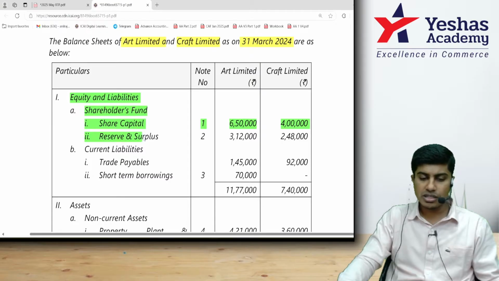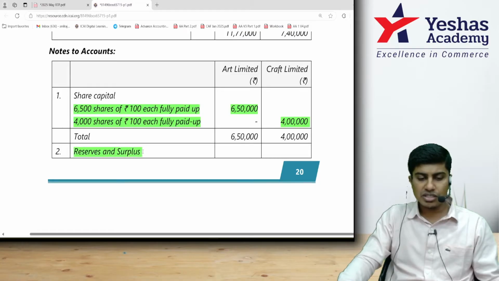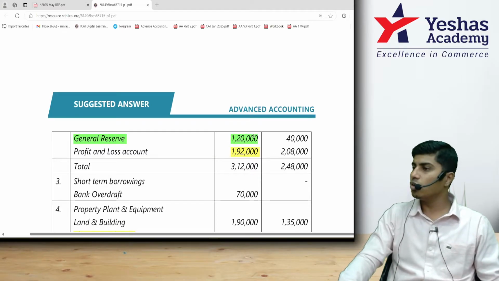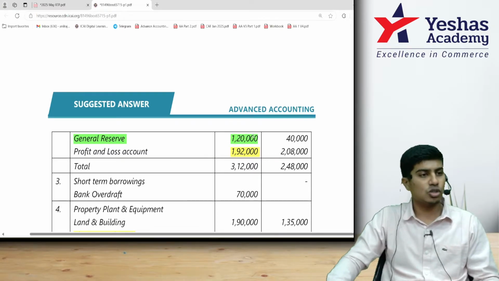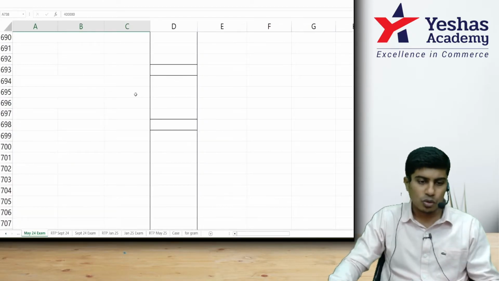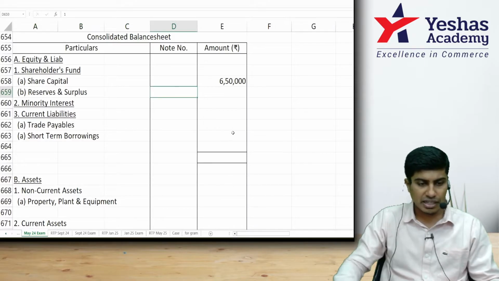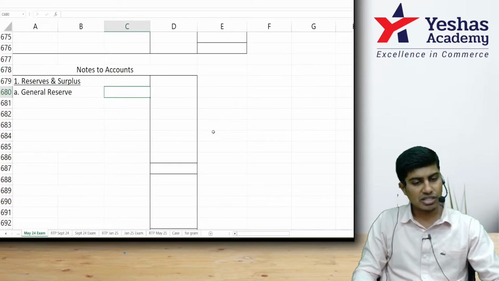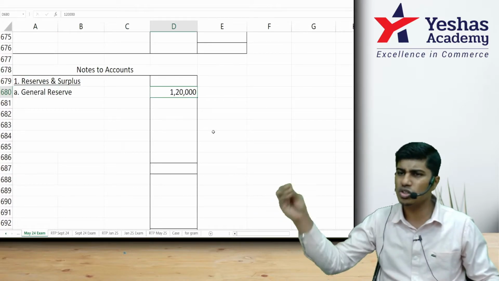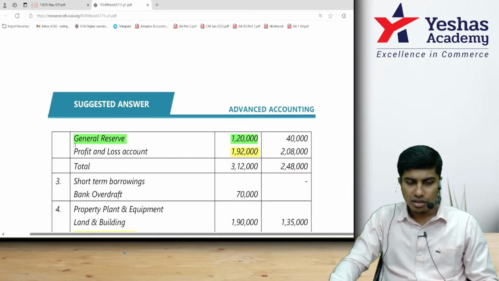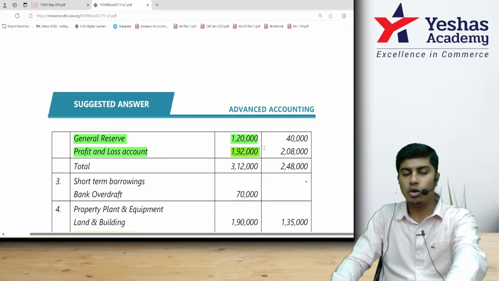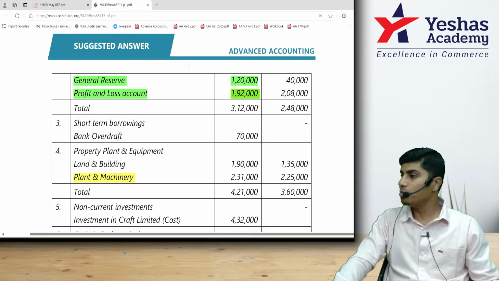Then come back to reserves and surplus. Reserves and surplus of the holding company, I should go to notes to accounts. We have reserves and surplus on the next page. General reserve of the holding company 1,20,000. No adjustment whatsoever will be posted to reserves and surplus in the consolidated balance sheet. However, I will prepare notes to accounts. For reserves and surplus, I will write here note number 1. And in my note number 1, I will write reserves and surplus, general reserve, total 1,20,000, no adjustments whatsoever in the outer column. However, when I start with P&L account of holding company 1,92,000, this goes to the inner column. Why? It's been already marked yellow, meaning there is an adjustment. Unrealized profits have to be adjusted against it.